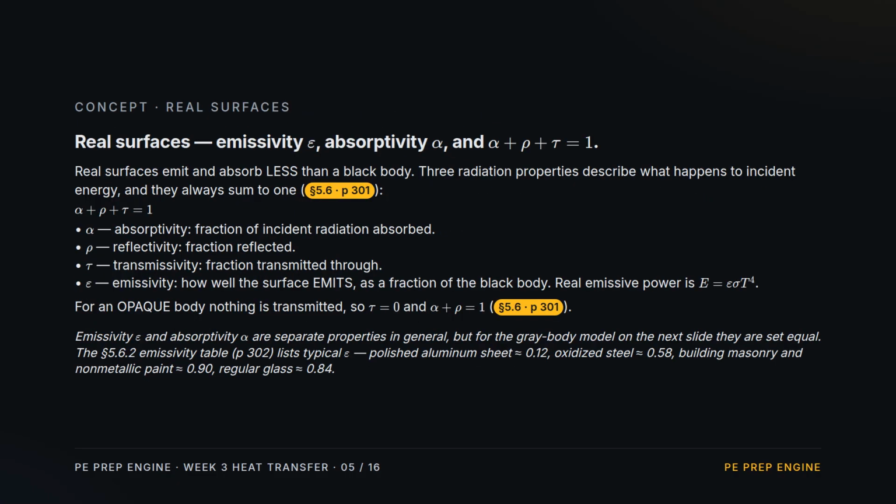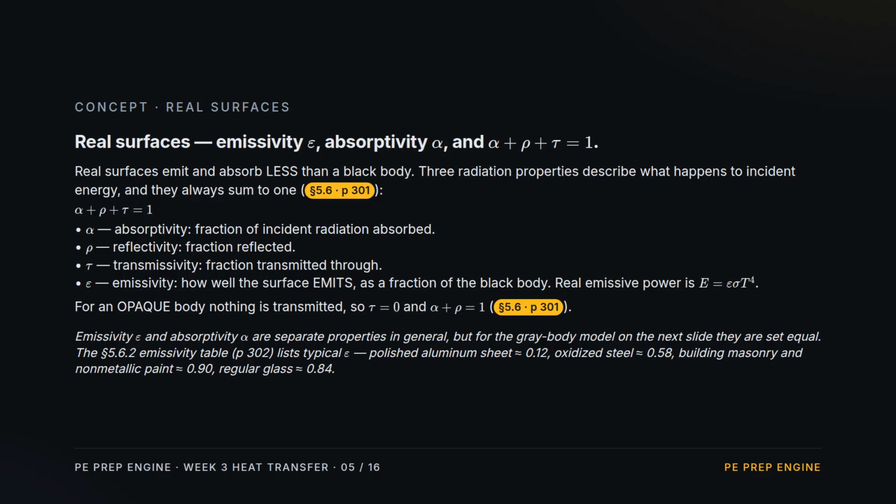Real surfaces emit and absorb less than a black body. Three properties describe incident energy and always sum to one. Absorptivity alpha plus reflectivity rho plus transmissivity tau equals 1. The fractions absorbed, reflected, and transmitted. And emissivity epsilon is how well the surface emits, as a fraction of the black body. Real emissive power is epsilon sigma T to the fourth. For an opaque body, tau is 0, so alpha plus rho equals 1.